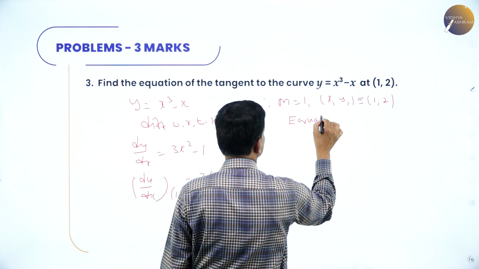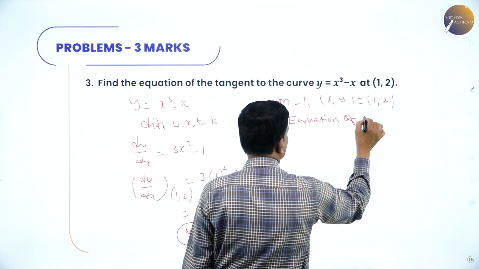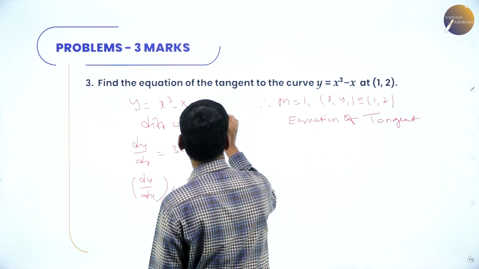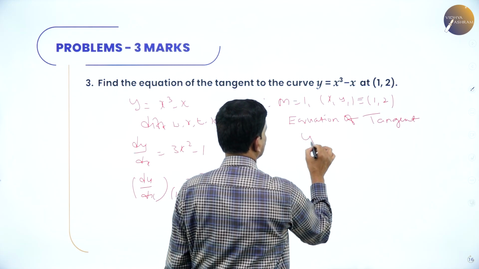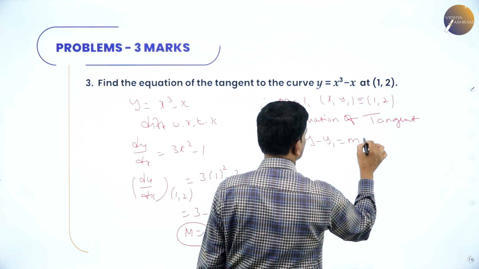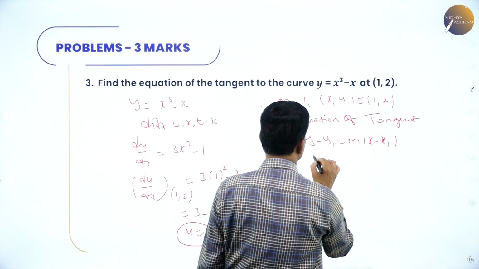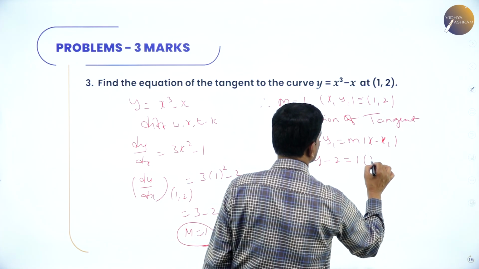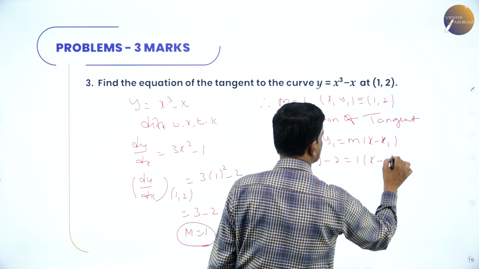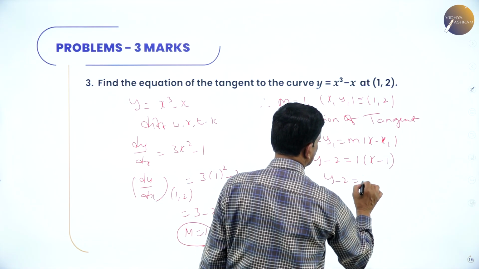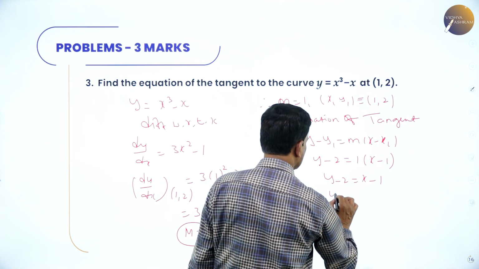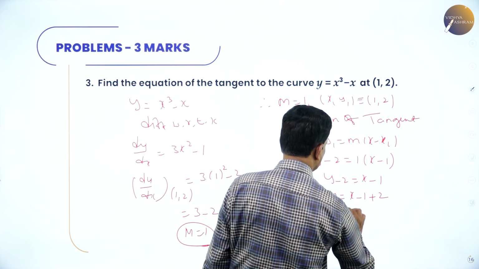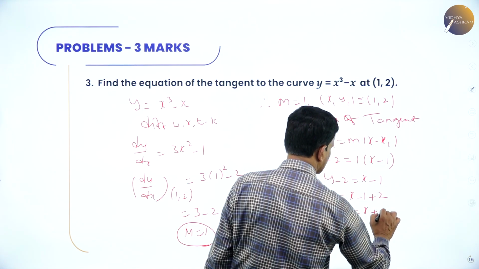Equation of tangent. Find the equation of tangent. Equation of tangent is y minus y1 is equal to m into x minus x1. y minus y1 is 2, m is 1 into x minus x1 is 1. y minus 2 is equal to x minus 1. Transfer this: y is equal to x minus 1 plus 2, or y is equal to x plus 1.